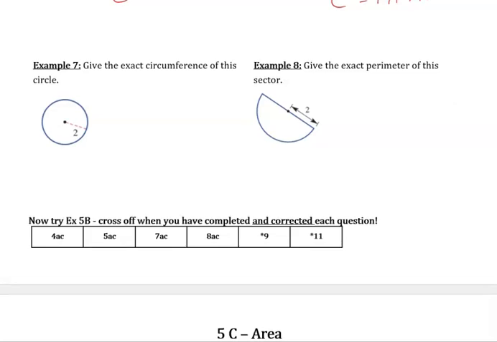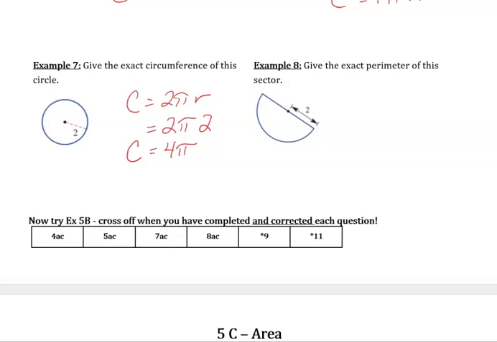Give the exact circumference of this circle. So I've got my circumference, I've got a radius again, equals 2 times pi times r. So I've got 2 times pi, and my radius is 2. So to give the exact answer, I can do it in any order, remember. So 2 times pi is 4 pi. That is the circumference. That is the answer. That's all there is to it.